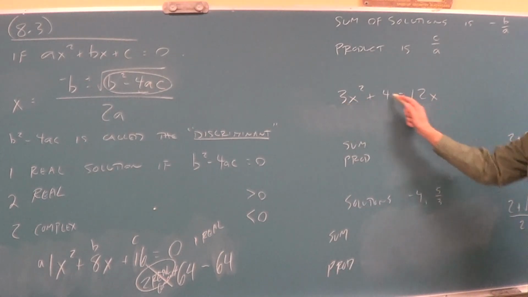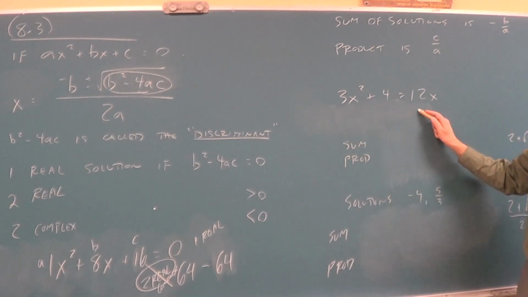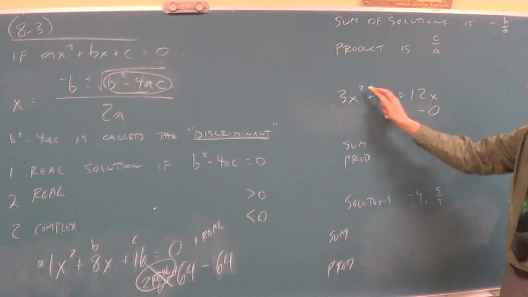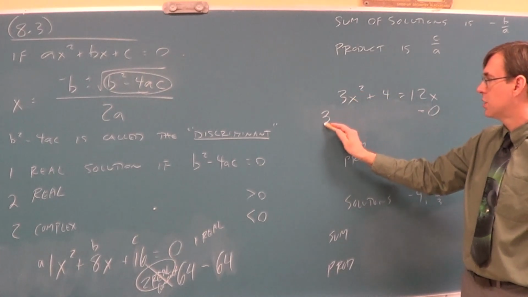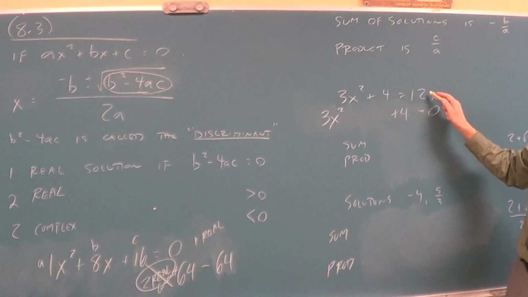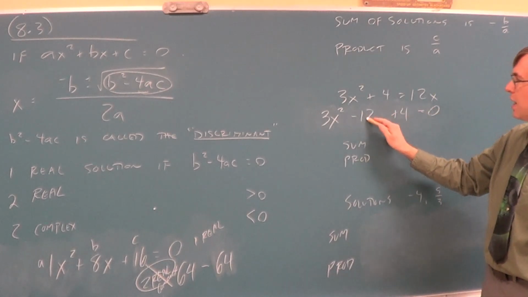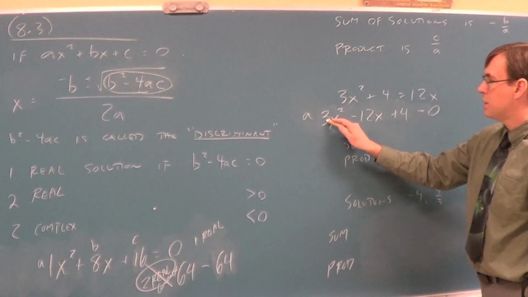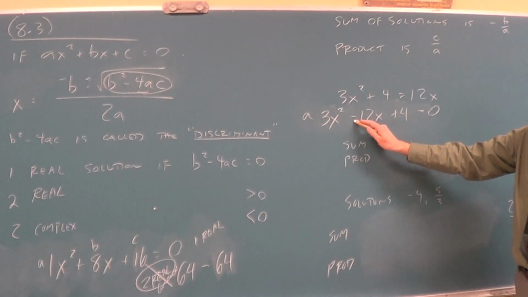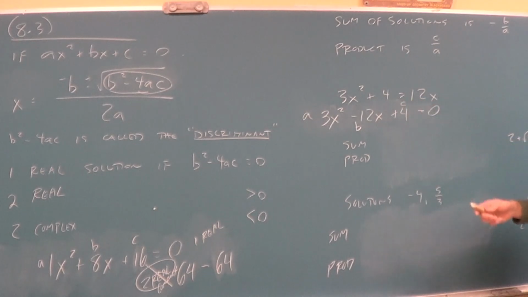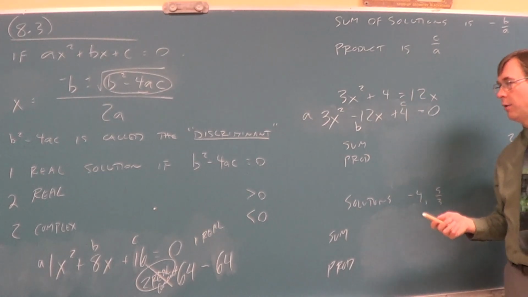So for a problem like this, you can't judge anything until these problems equal 0. So if they give you something that's out of order, not equal to 0, make it equal to 0. 3x squared can sit, plus 4 can sit. The positive 12x, we can subtract 12x to make that equal 0. The a would be the 3, because a is always with x squared. B is negative 12, because it's always with the x. C is 4, because it's always the plain old number.